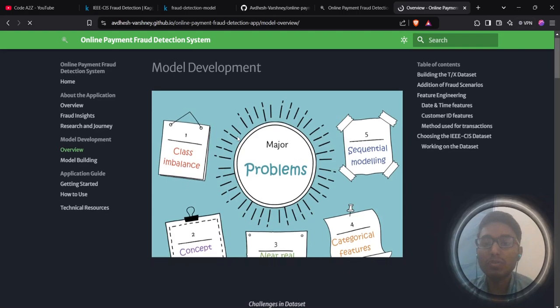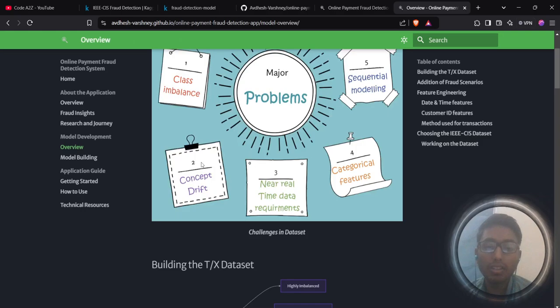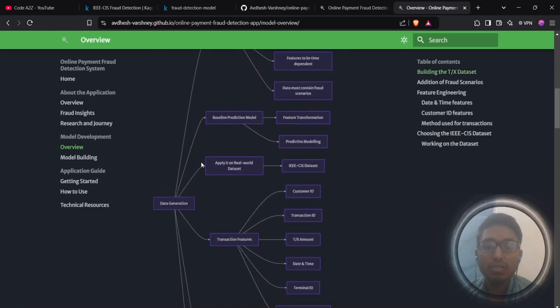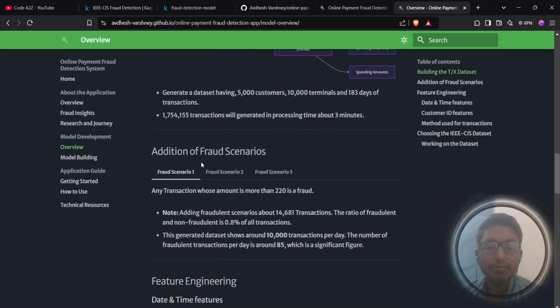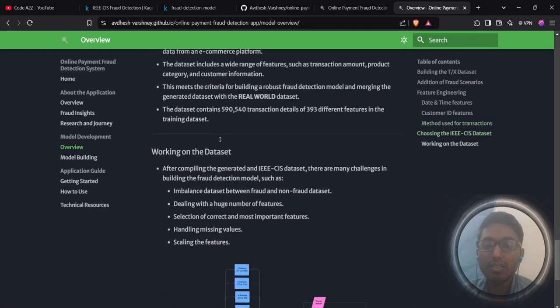You can see the model development and the major problems, like class imbalance, because the dataset contains very few fraud transactions: around 2% of transactions are fraud and 98% are not fraud. So this is a very imbalanced dataset, and it is basically a binary classification model. There are some more problems, but the video is going too long, so let's compile the whole thing and you can go through this.